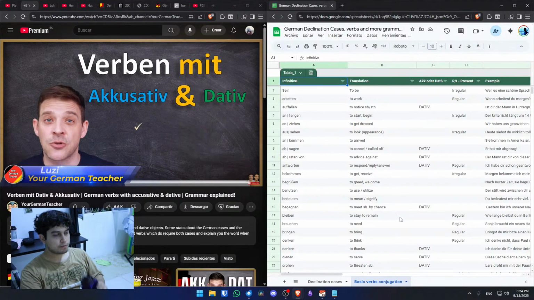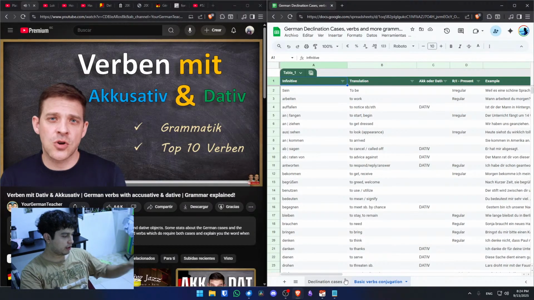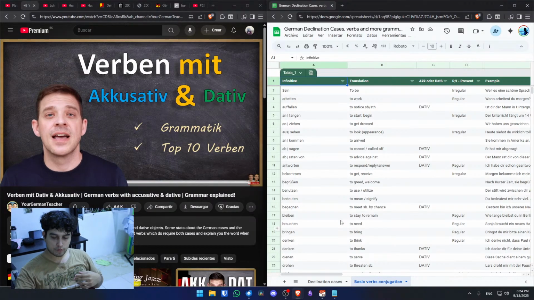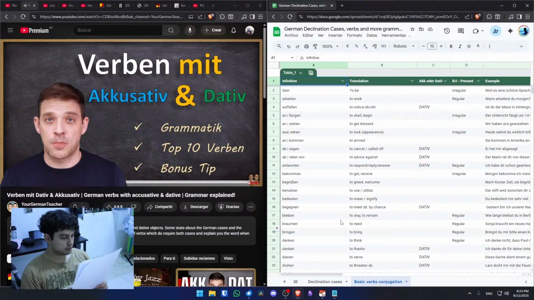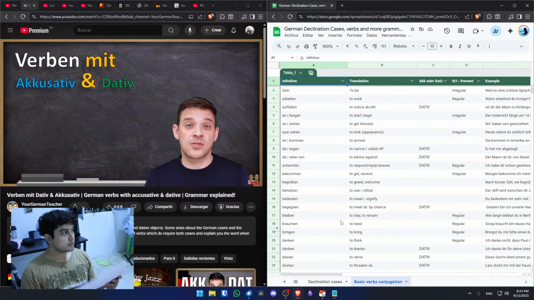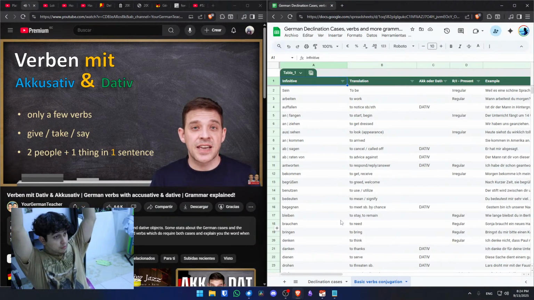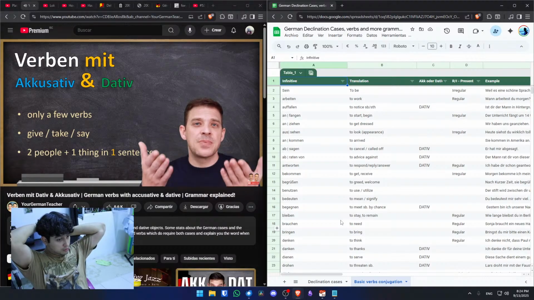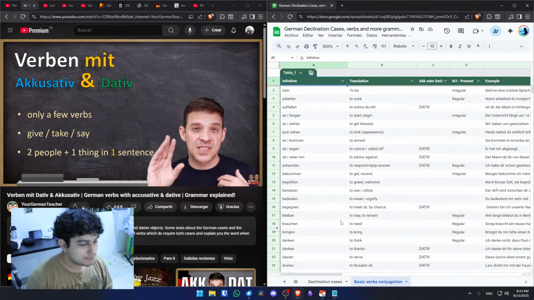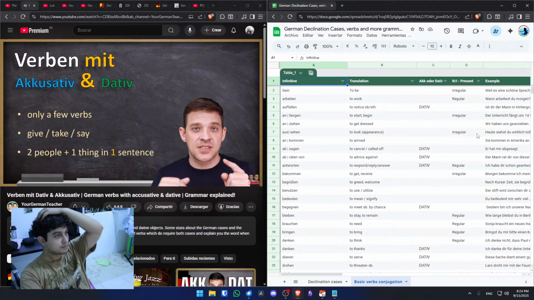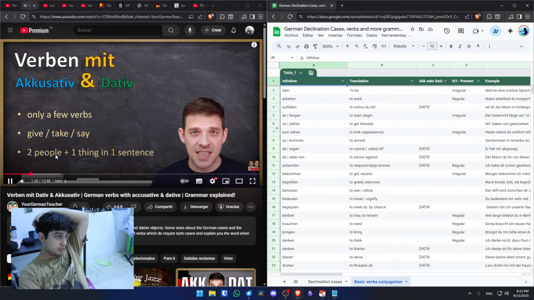I'm going to explain the grammar behind those verbs. I'm going to give you example sentences, the top 10 most common verbs which do require both cases, and a bonus tip about some verbs which do require two accusative objects. First, some characteristics about those verbs. Good news, there's not too many verbs which do require both cases. Secondly, we call them die Verben des Gebens, des Nehmens oder des Sprechens. So you give or you take something or you say something to somebody. And this brings us to the third point. There's always two people and one object in one sentence.